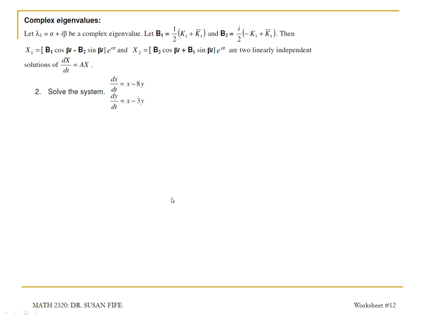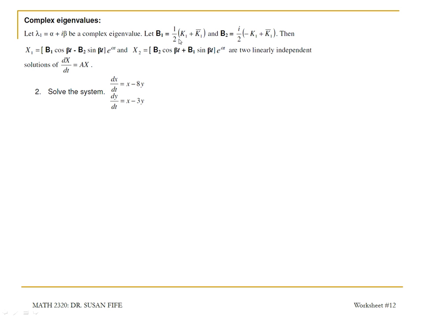Okay, and our last example is this system where we will end up with complex eigenvalues. And so we're going to get eigenvalues in the form of alpha plus or minus beta i. And if we just take the positive eigenvalue, alpha plus beta i, we will be able to come up with two vectors.